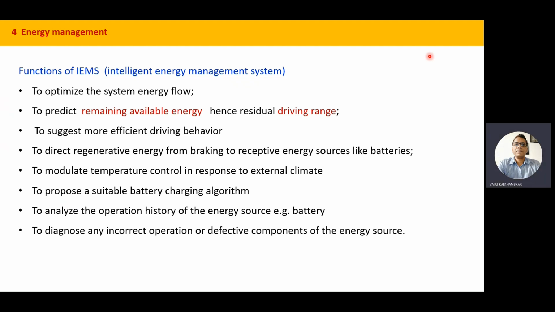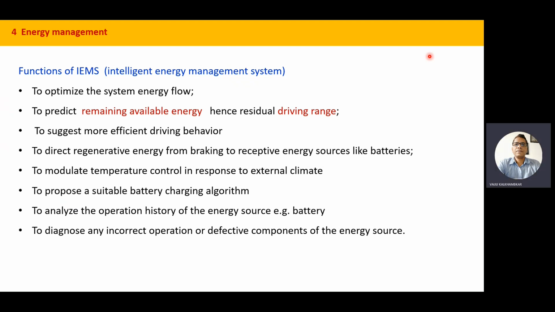Now, it should propose a suitable battery charging algorithm. While charging the battery also, the energy management system should check what the type of battery is and what the rate of charging is, and based on that it should provide a suitable algorithm so that the battery will charge appropriately. The battery should charge faster, but without affecting the life of the battery, and in a safer way.